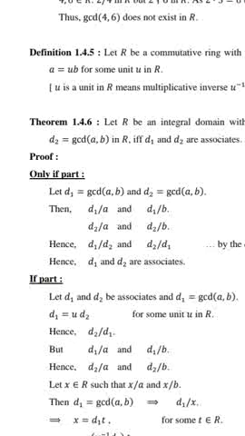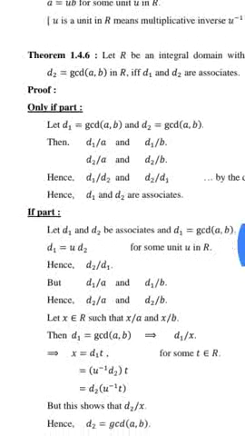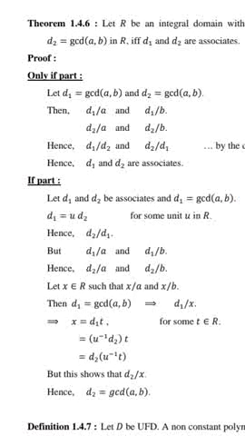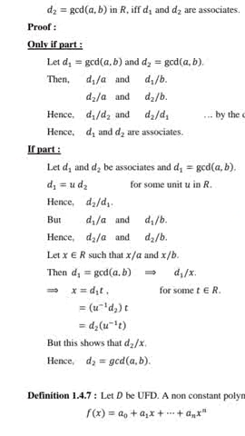Only if part. Let d1 be equal to GCD of A, B and d2 be equal to GCD of A, B. Then d1 divides A and d1 divides B, d2 divides A, d2 divides B. Therefore d1 divides d2 and d2 divides d1, and d1 and d2 are associates. Conversely, let d1 and d2 be associates and d1 is equal to GCD of A, B. Then d1 is equal to u d2 for some unit u in R. Hence d2 divides d1, and we get d2 is the GCD of A, B.